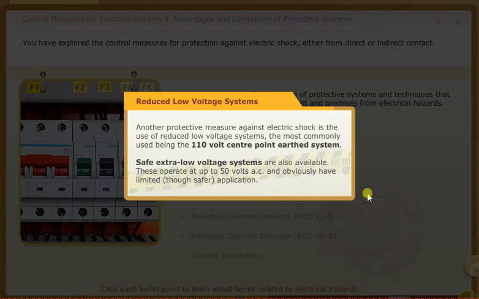Reduced low voltage systems. Another protective measure against electric shock is the use of reduced low voltage systems, the most commonly used being the 110 volt center point earthed system. Safe extra low voltage systems are also available. These operate at up to 50 volts AC and obviously have limited, though safer, application.